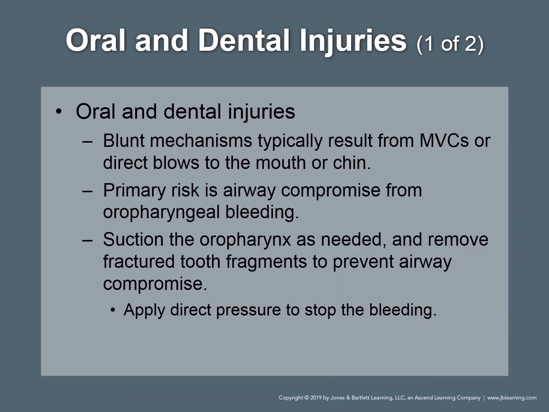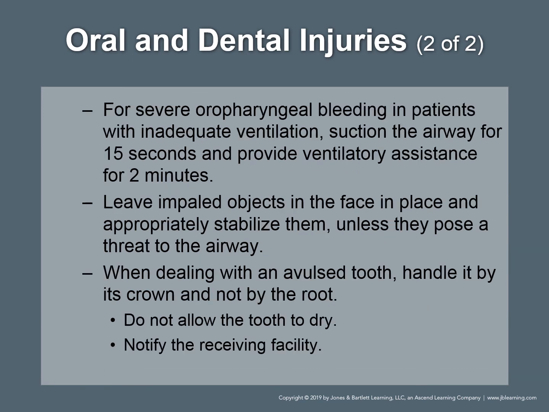Oral and dental injuries. Blunt mechanisms typically result from MVCs, or getting punched in the face, some kind of direct blow to the mouth or chin. You always want to assess the airway, make sure that's handled, make sure the patient's not going to aspirate or choke on their own blood. Suction that airway as needed, remove the teeth, get that airway clear, apply direct pressure to control bleeding. Same thing we do for every other injury.